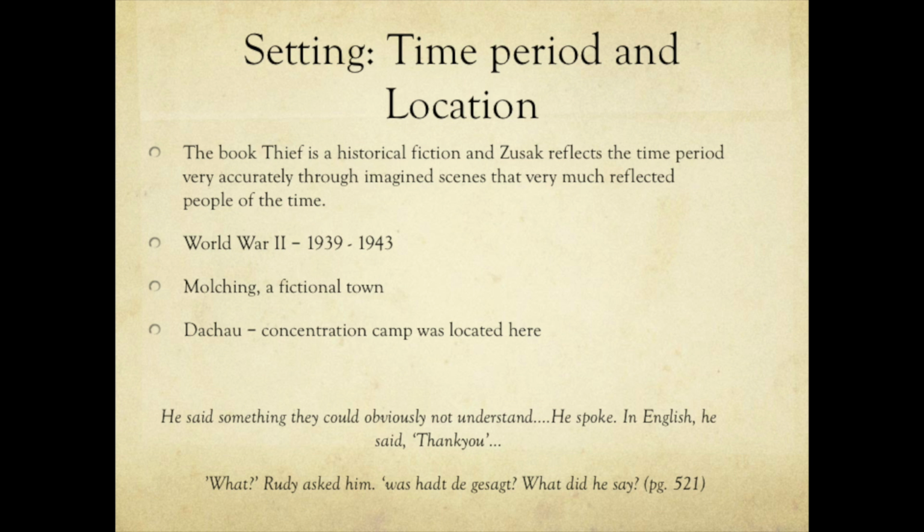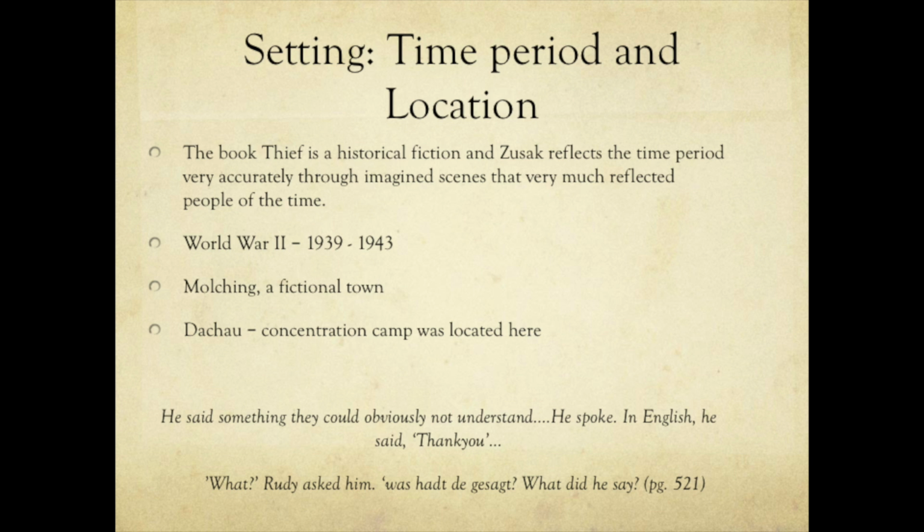Here, Zusak places his imagined wartime story in the accurate geographical location, which aligns his historical events of the Holocaust, specifically the concentration camp in Dachau. This example further establishes the setting as well as reminds the reader that all the characters speak the vernacular language of German and not English.